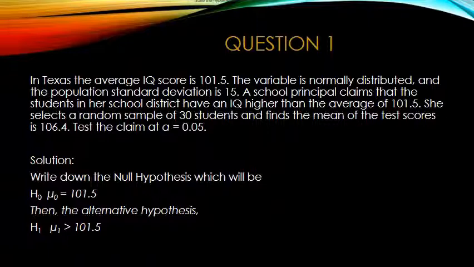So to solve this question, the first thing we need to do is to write the null hypothesis, which will be H naught: mu naught equals 101.5. Then we also write the alternative hypothesis, which will be H subscript 1: mu, which is the mean, is greater than 101.5. Always remember the null hypothesis. In most cases, we state that there is no difference, so it's stating that it's still equal to 101.5.